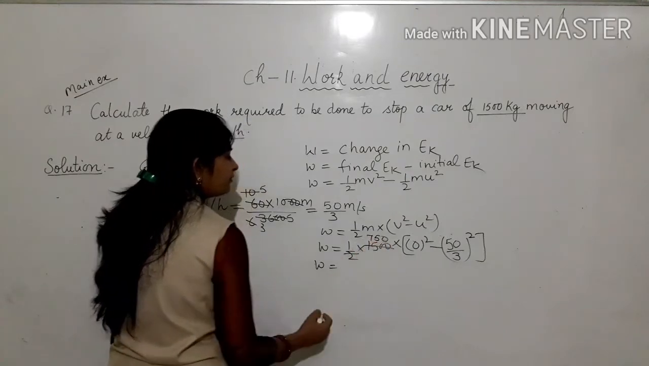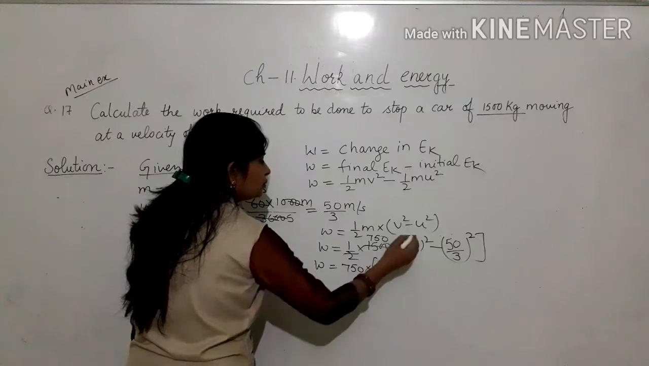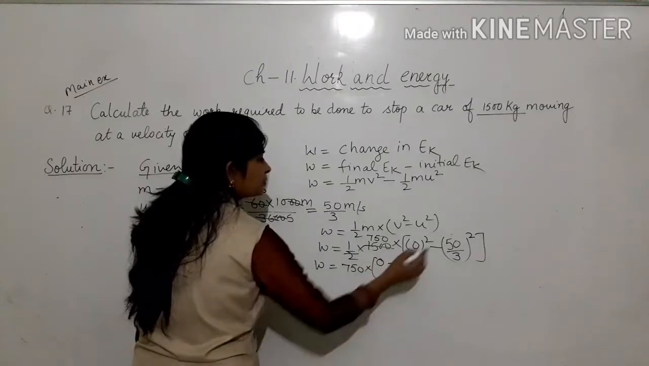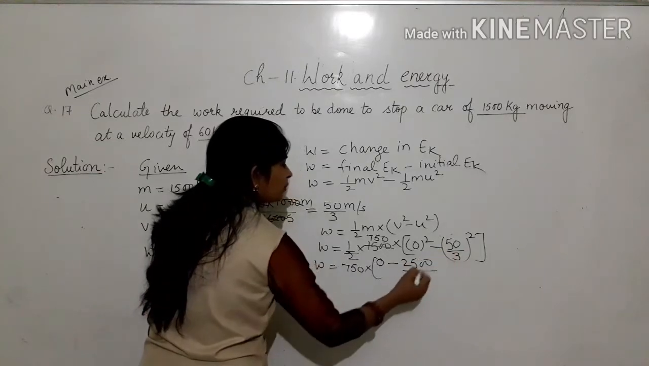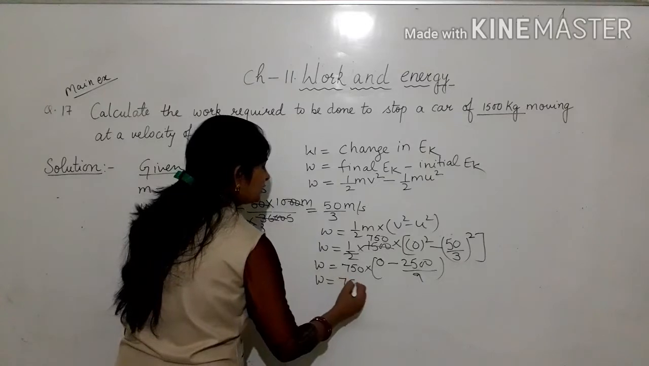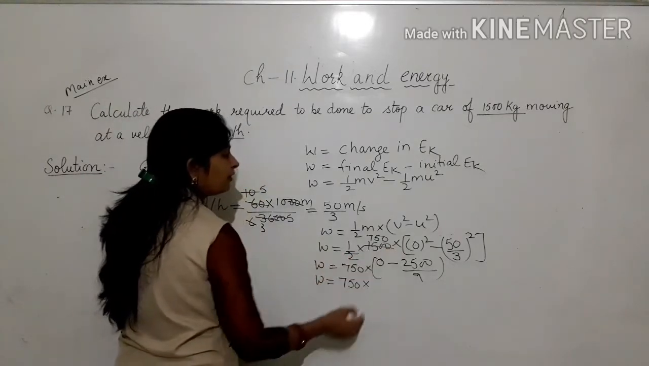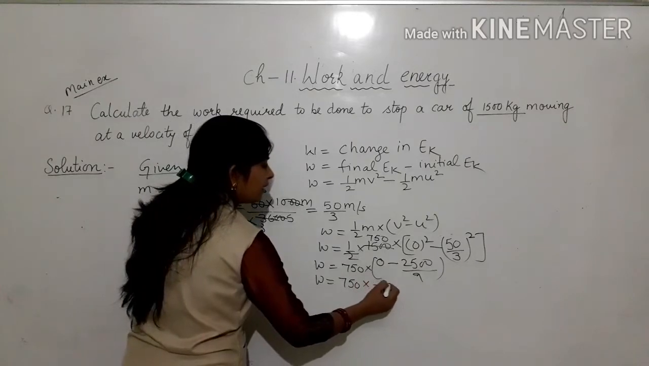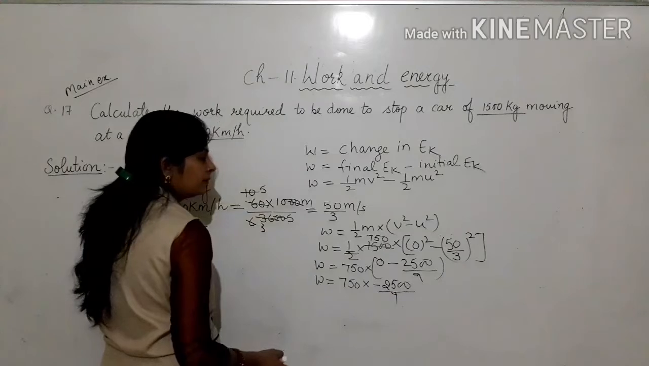We will get 750. 1 into 750 is 750 into square of 0, 0 minus square of 50, it is 2500 upon square of 3, 9. W is equal to 750 into 0 minus 2500 upon 9. It will be minus 2500 upon 9.